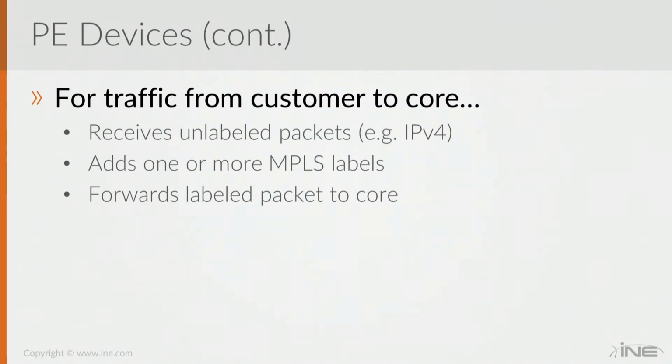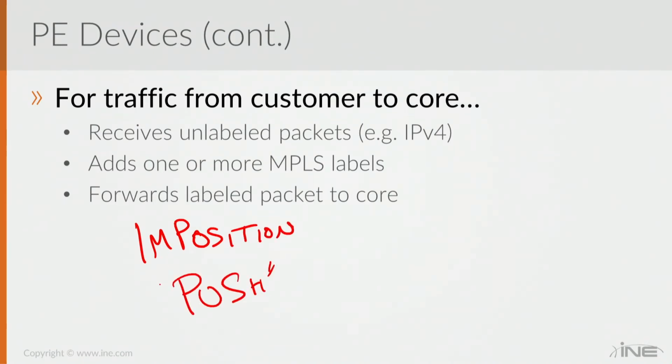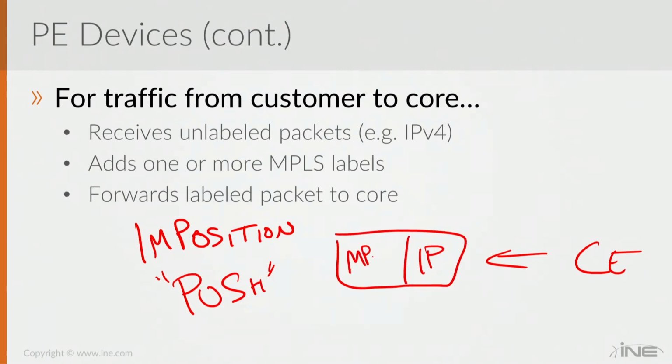And specifically what this operation is called is the MPLS imposition, or what's sometimes referred to as the push operation, where we're essentially having the customer edge sending us the IP packet in, the provider edge receives this, it's going to add an MPLS label, and then send this out towards the service provider core.